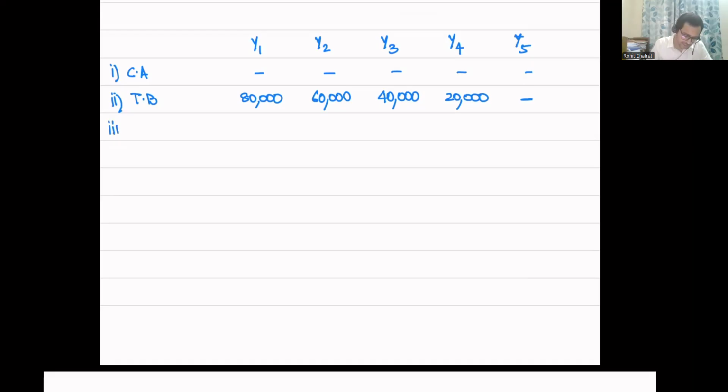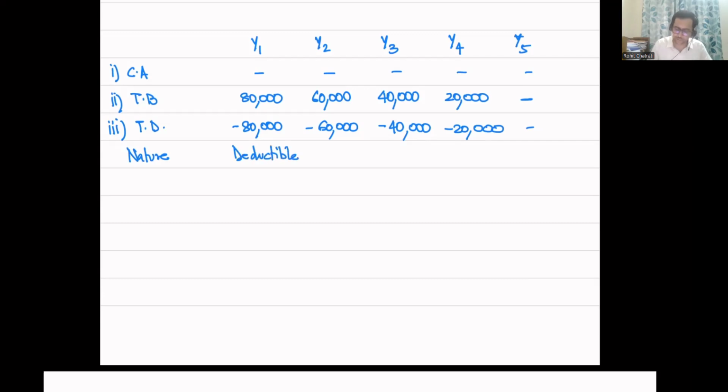The third step is calculating the temporary difference. What is the temporary difference? It's going to be negative 80,000, negative 60,000, negative 40,000, and negative 20,000, and then finally it's going to be equal to zero. Then I need to find out the nature of this temporary difference. What is the nature of this temporary difference? It's going to be a deductible temporary difference in all the cases.